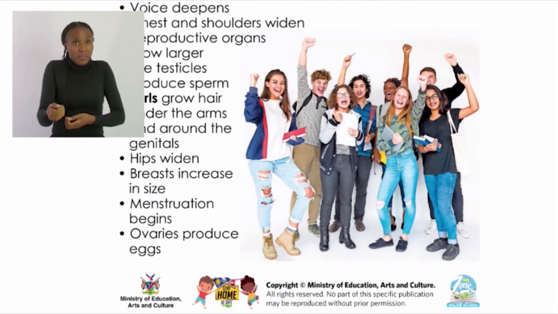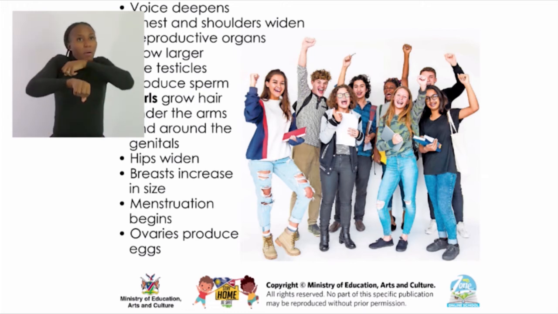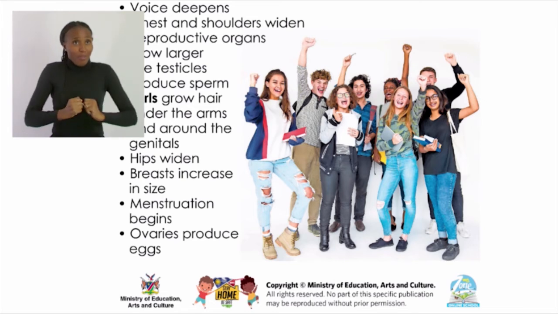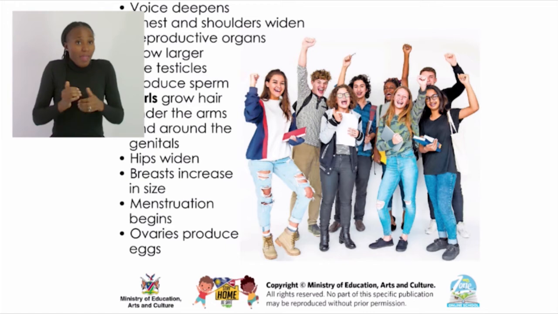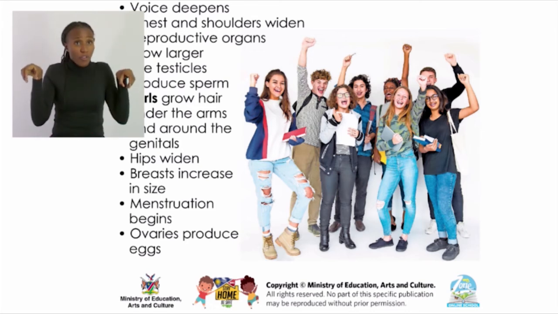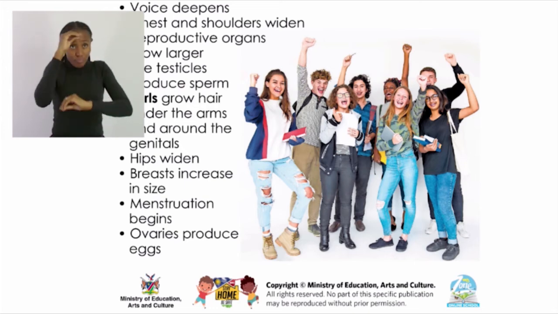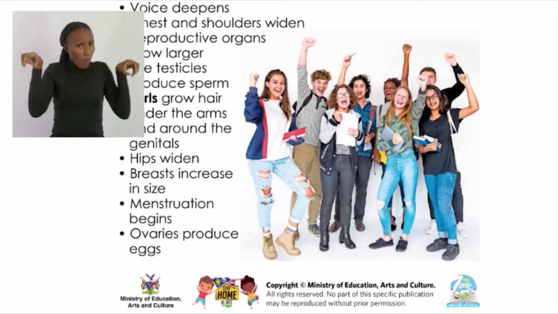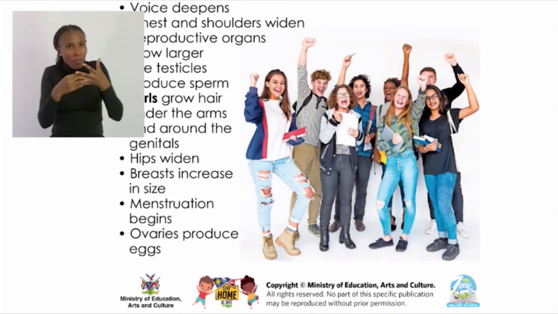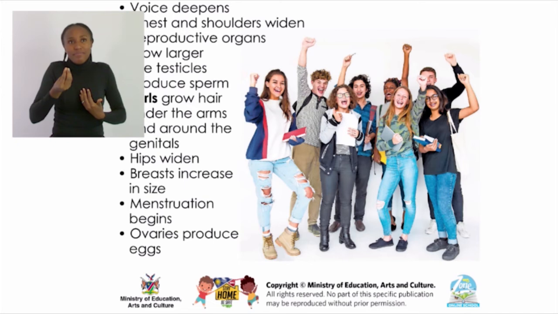The girls grow hair under the arms and around the genitals. It means under their armpits they grow hair, and also around their reproductive parts. Their hips, the sides of the hips, become wider, and move out of the body. They start with the menstrual periods, or menstruation begins. They are going to have their monthly period every month. And also their ovaries, which you can't see, you will learn more about that at a later stage. The ovaries start to produce eggs. Those are the characteristics of adolescence, or teenagers. I hope you're all with me.